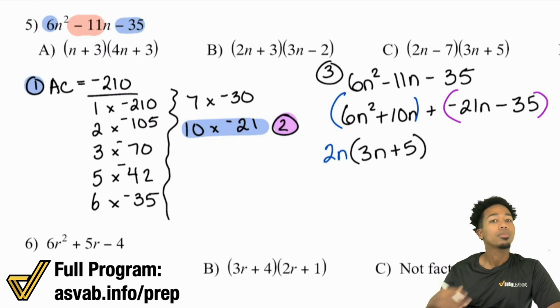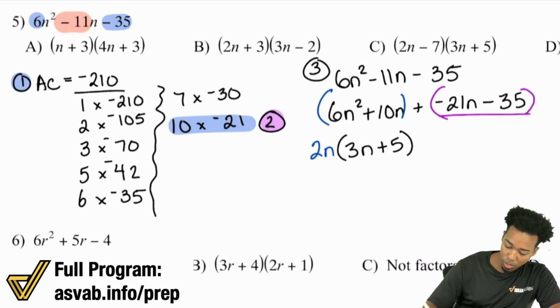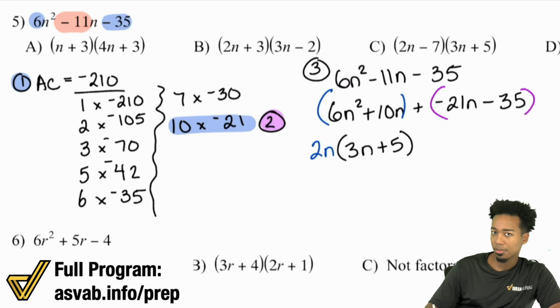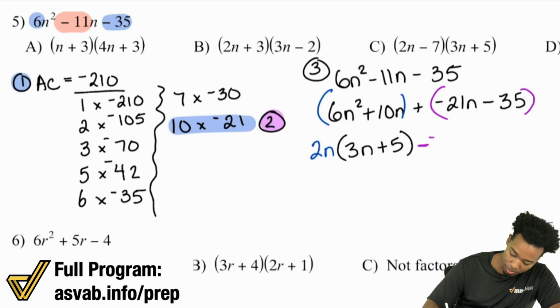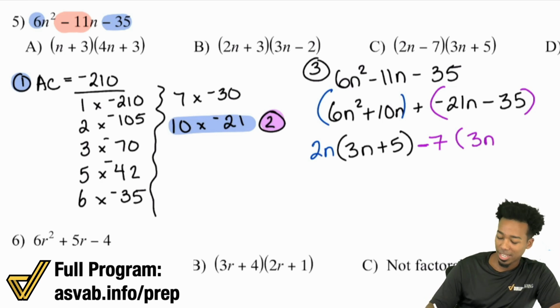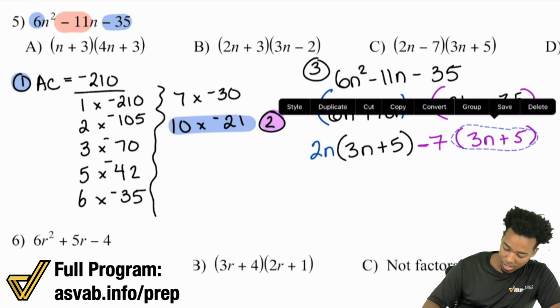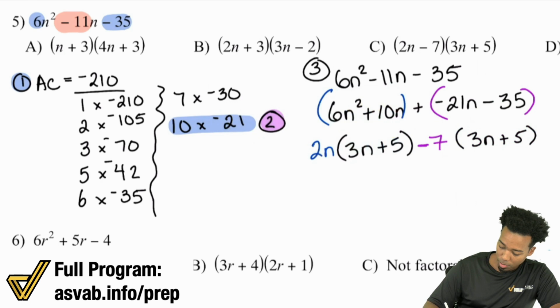After that, we're going to go ahead now and take care of the other one. Negative 21n minus 35, I'm going to factor out a negative. 21 and 35 have 7 in common, so negative 7 comes out. Negative 21n divided by negative 7 is a positive 3. And then negative 35 divided by negative 7 is a positive 5. Let me change the color here to make sure that everything stays exactly how I prepped for it to be done.